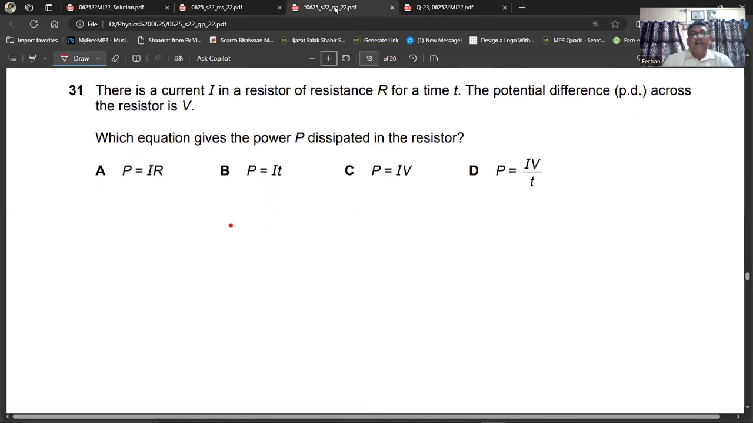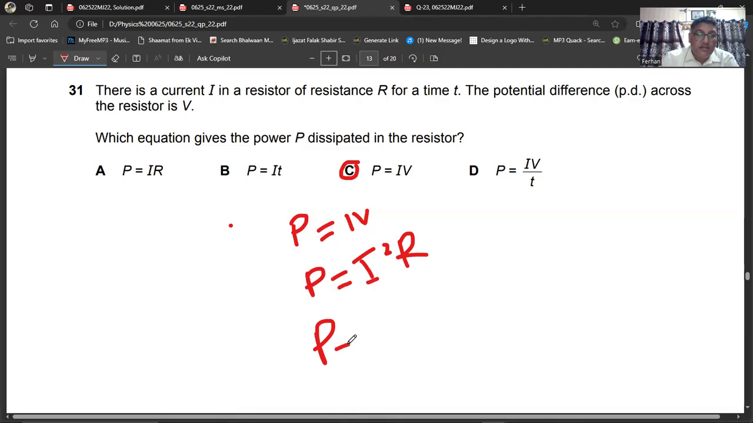Question number 31. There is a current I in a resistor of resistance R for a time T. The potential difference across the resistor is V. Which equation gives the power dissipated in the resistor? So, you know the power, there are three formulae for the power. Power is equal to IV, which is here. So this can be the answer. Power is also equal to a very famous formula which you use in the answers of the transformer, I square R. And another very famous formula for the power is V square by R.